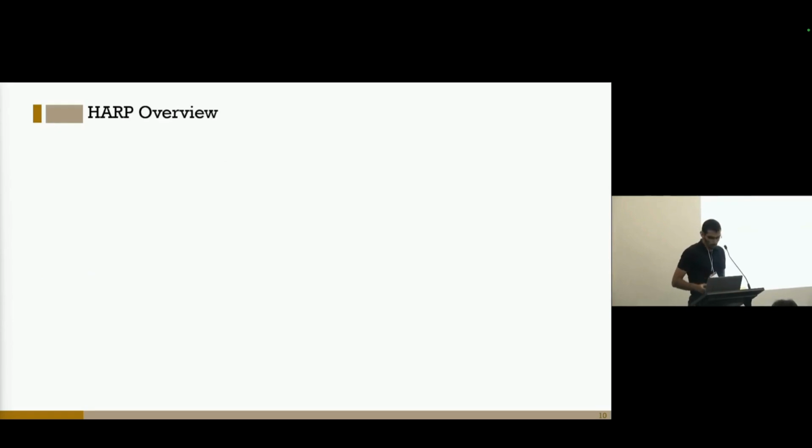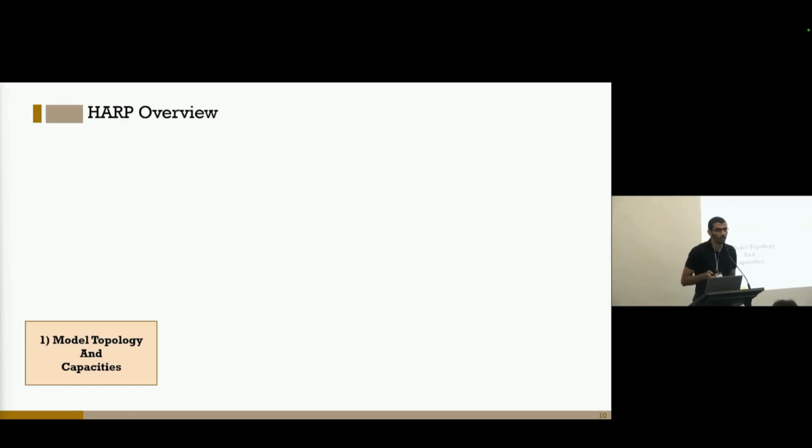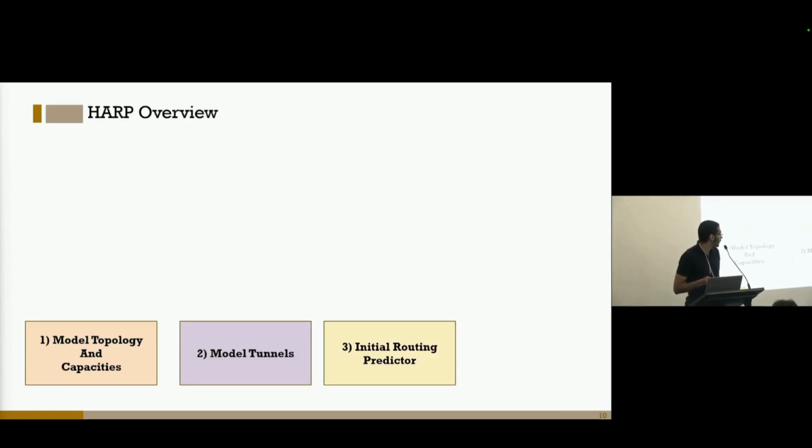HARP consists of 4 modules. The first one models the topology and capacities, while the second module is responsible for modeling tunnels. The third one will generate initial routing, while the fourth and final one is responsible for iteratively improving the routing.